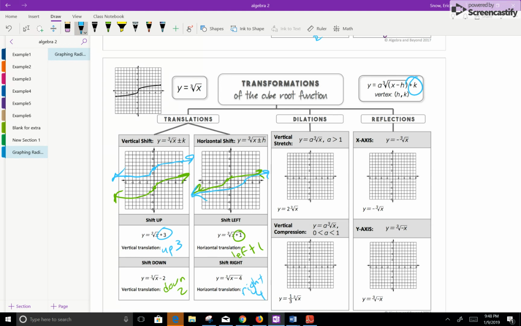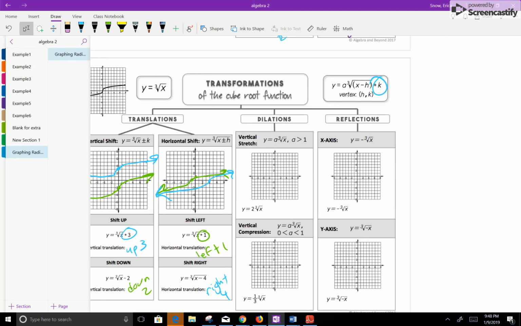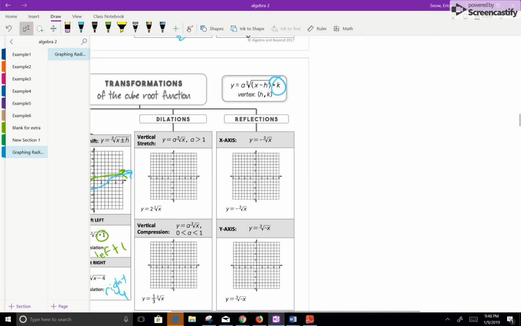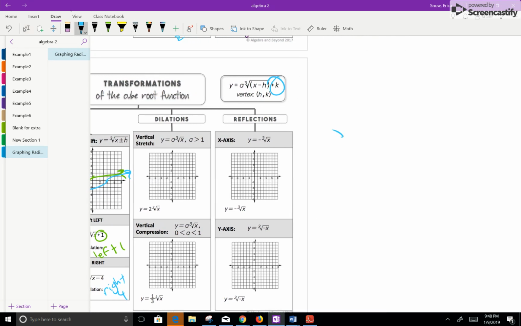Okay. Now, vertical stretches. So I'm going to do what I did last time. We're going to create our XY chart out here to the side. So we've got -8, -2, -1, -1, 0, 0, 1, 1, and 8, 2 as our parent function.